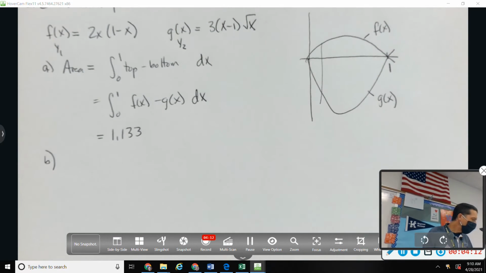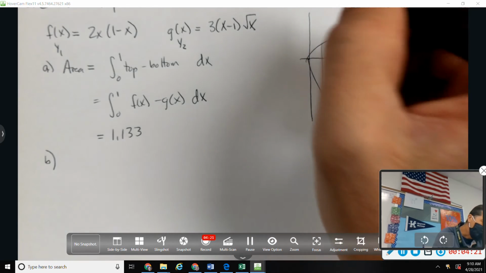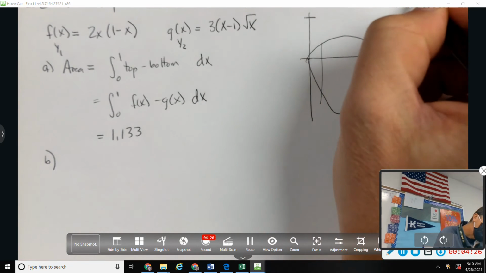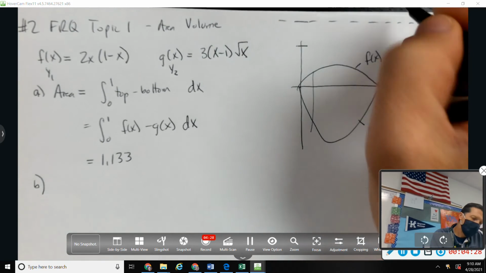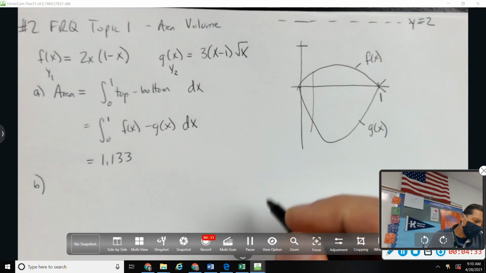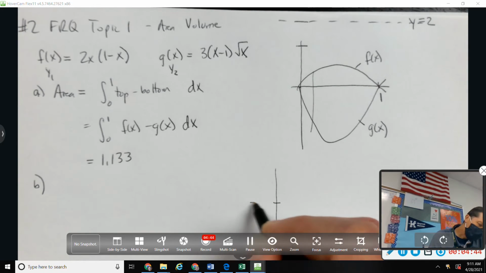Part B. Find the volume of the solid generated when the shaded region enclosed by the graphs of f and g is revolved about the horizontal line y equals 2. So I'm going to have this, I don't know if I wanted to redraw the picture or not. So 1, 2.